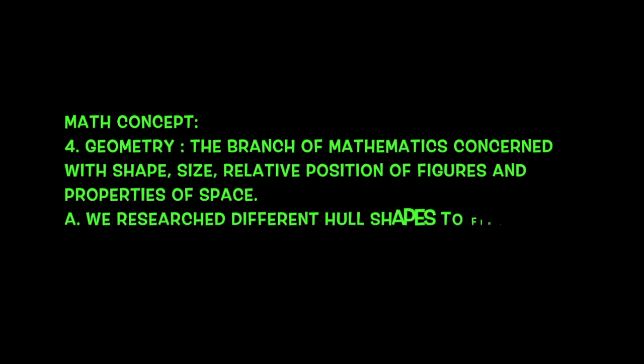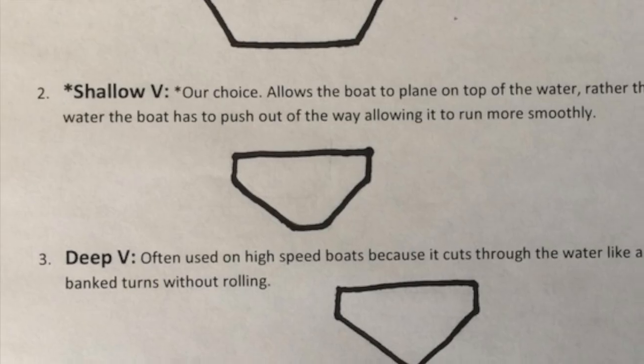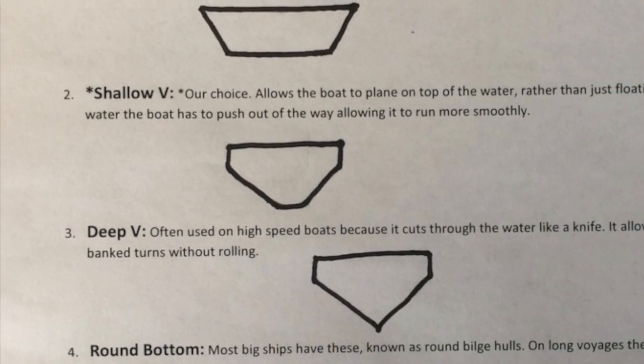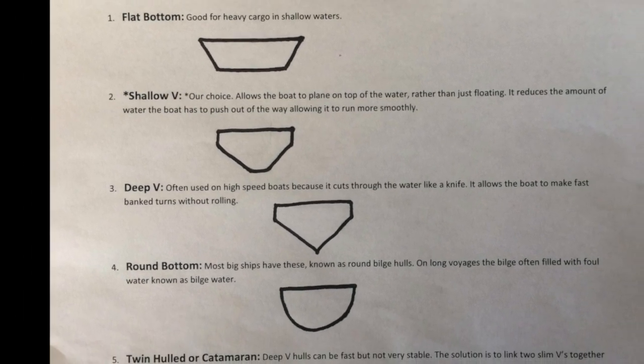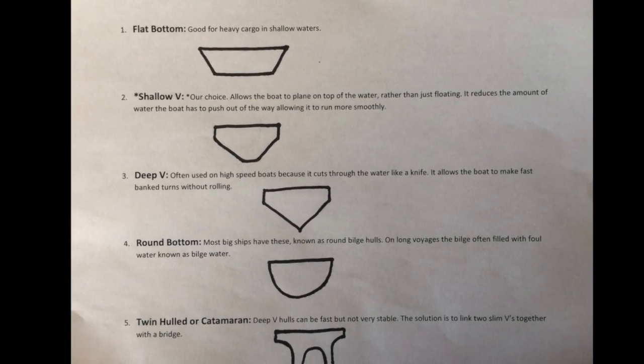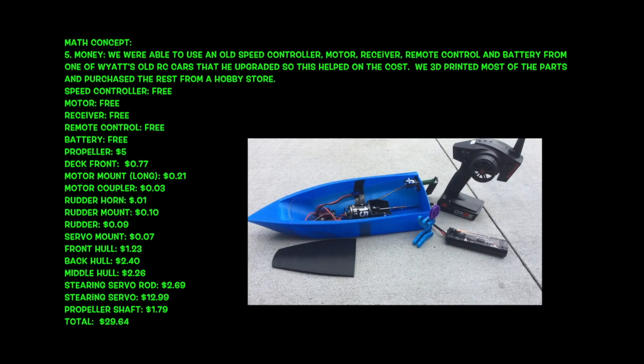Our next math concept is geometry, the branch of mathematics concerned with shape, size, relative positions, or figures, and the properties of space. We researched different hull shapes to find the one that works best for our boat. We chose the shallow V. It allows the boat to plane on top of the water rather than just floating. It reduces the amount of water the boat has to push out of the way, allowing it to run more smoothly. Our fifth math concept is money.